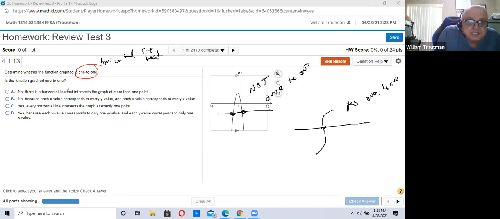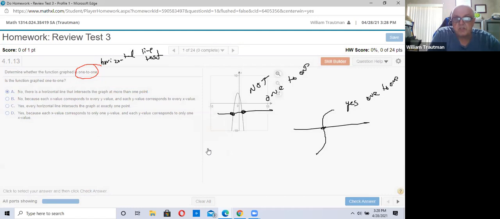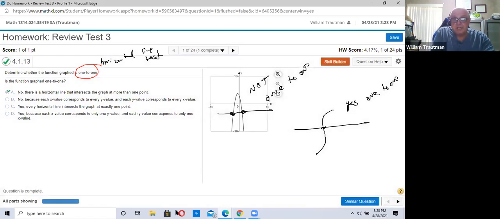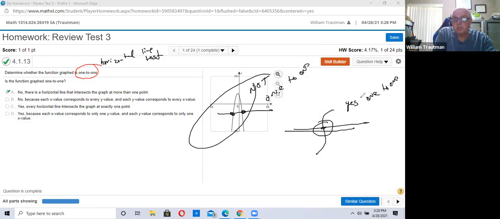So no, this is not 1-to-1. There is a horizontal line that intersects a graph at more than one point. So I'm looking at A as the answer here. There we go. If it crosses more than one spot, it's not 1-to-1. If it's only one spot when you draw a horizontal line, yes, it is 1-to-1. Okay, so there's only 14 questions on the test. That's one of them. Just say yes or no.